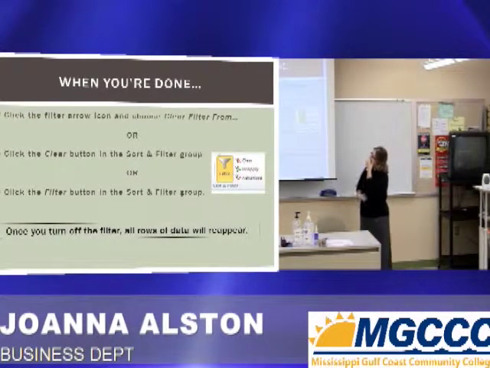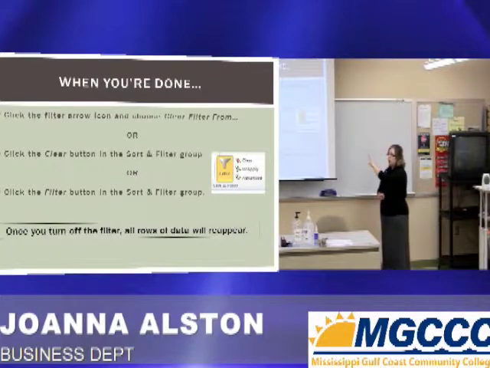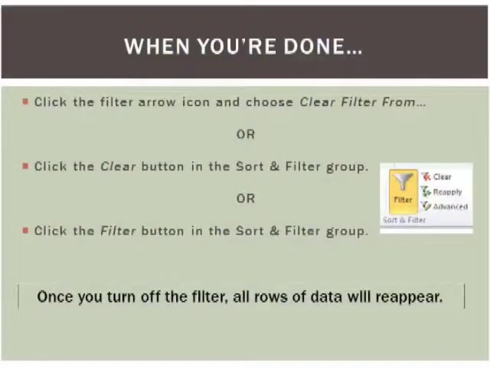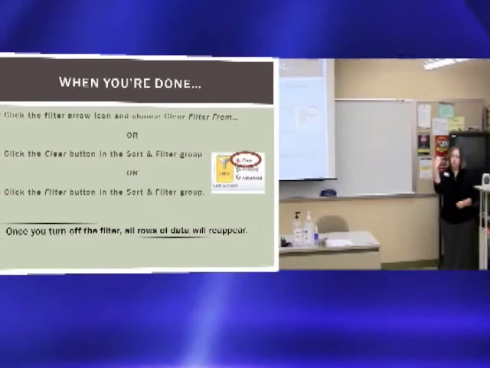I can choose that little arrow on the column heading. It'll say clear filter from whatever you had, January, February, or whatever it was. Clear filter from June. Or I can click the clear button in the sort and filter group. Both of those would clear the filters, but yet leave the arrows so that I could do a new filter.